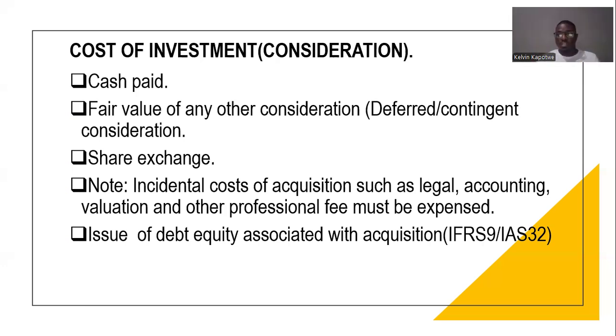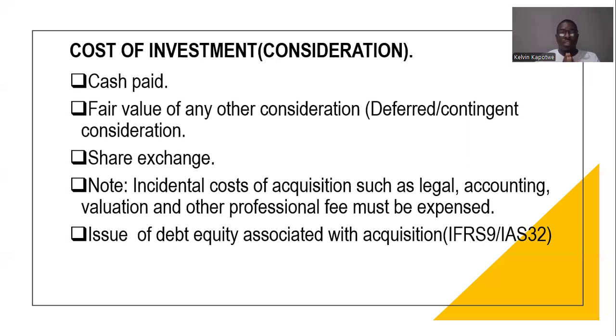Such transactions also happen in order for you to do what? To acquire a subsidiary. I want you to note one thing according to the standard here. Incidental costs of acquisition such as legal, accounting, valuation, and other professional fees must be expensed. These fees are not part of the purchase consideration of the subsidiary. If you incur accounting, legal, or valuation fees and all those professional fees, these must be treated as expenses at acquisition. You must expense them at the point that you're consolidating the subsidiary.